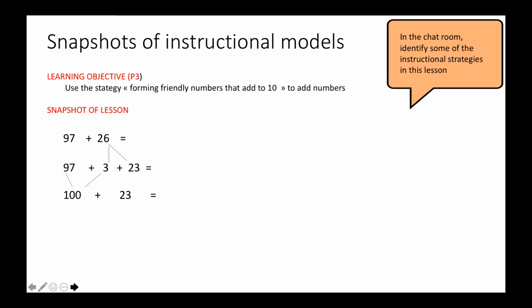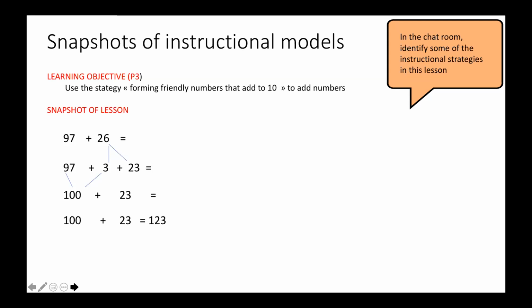Then I'm going to add 97 plus 3, which gives me 100. And now all of a sudden I've got 100 plus 23, and we're going to work through that answer. That's a really easy one for us to do. Then I'm going to talk to the children and say, does this give us the exact same answer as if we added 97 plus 26 using some other ways that we know to add? And then we would test that hypothesis to see if it's the same.